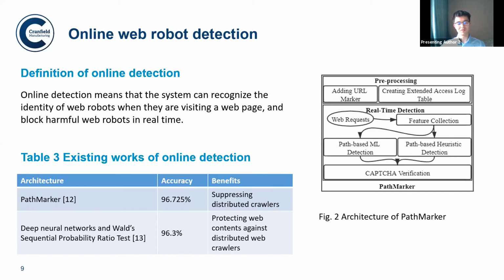From the point of view of benefits, both systems seem to suppress distributed crawlers to some extent, but there is no mention of other types of web robots.